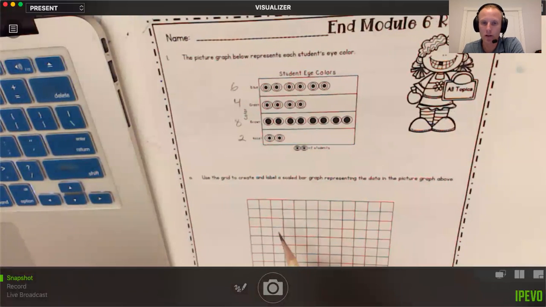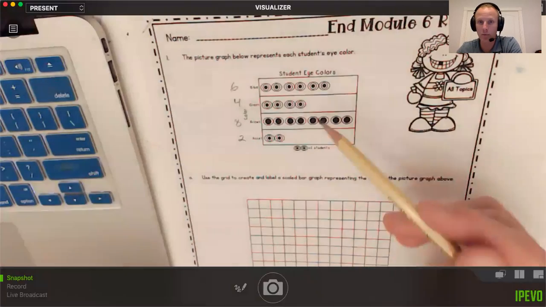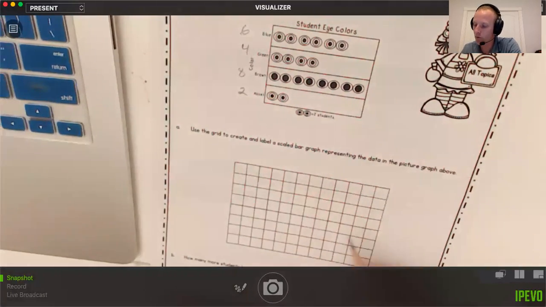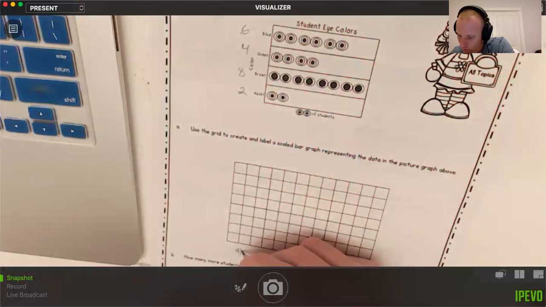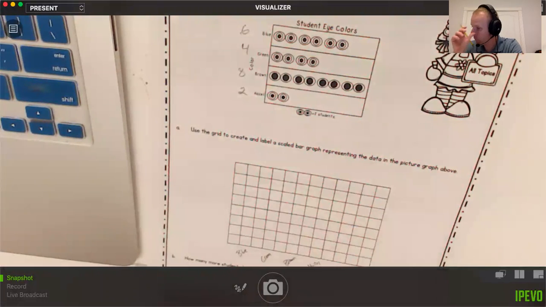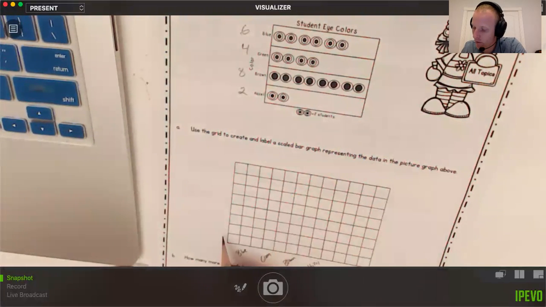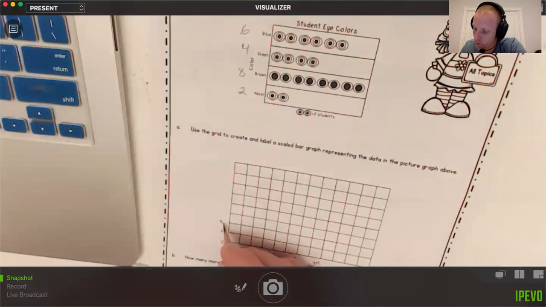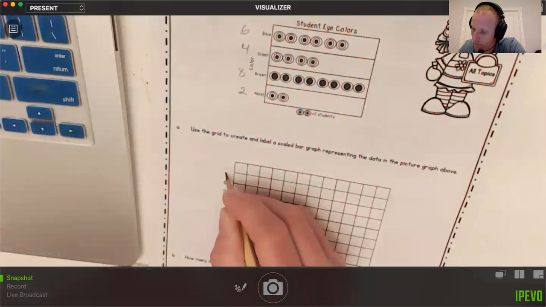And then it says use the grid to create a labeled and scaled bar graph representing the data from the picture graph above. So we're going to take the picture graph and turn it into a bar graph. So let's see if we can get everything on one page here. So I'm going to say that we're going to go with blue, green, we're going to go with brown, and hazel. And then we're going to go 2, 3, 4, 5, 6, 7, 8. So 1, 2, 3, 4, 5, 6, 7, and 8.